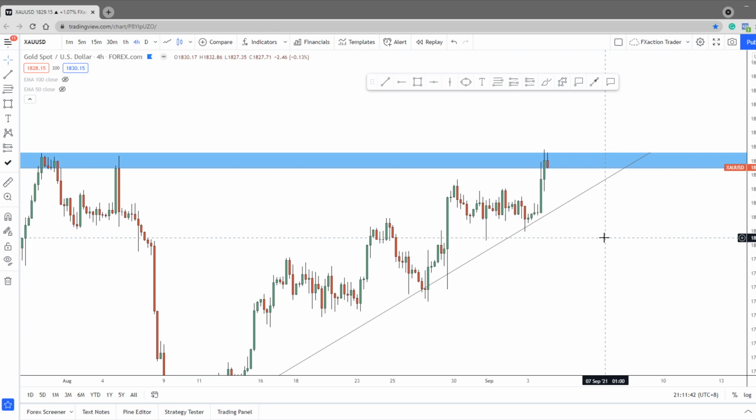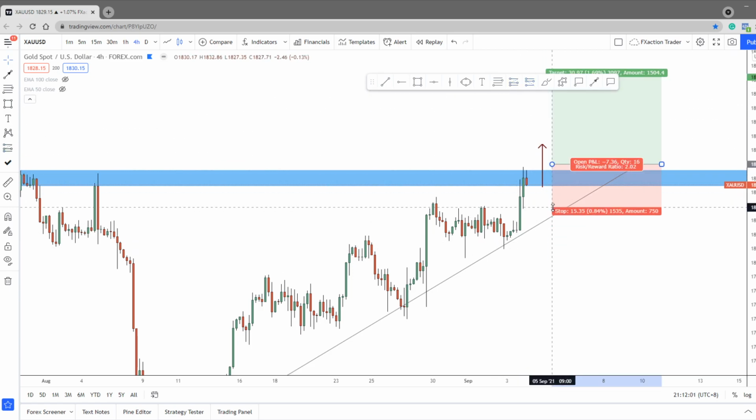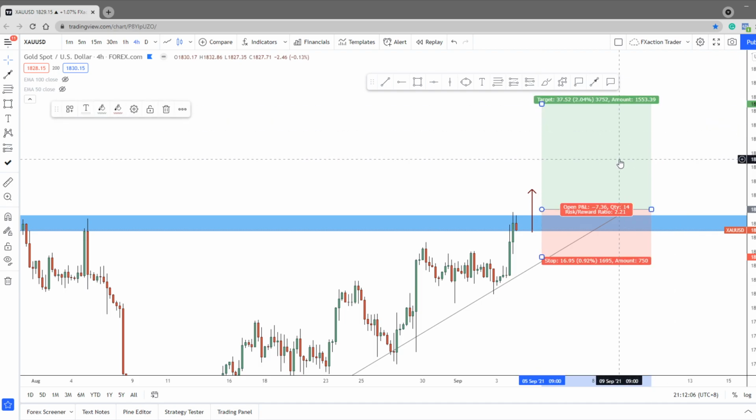So we just have to wait patiently for the right signal to happen. If the market decides to continue the uptrend, we have to see a clear break above this resistance level, followed by a pullback, and then only we enter for a buy trade. So this is the plan for a buy call.